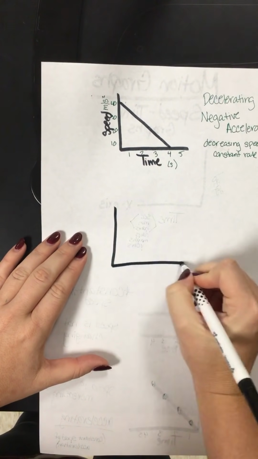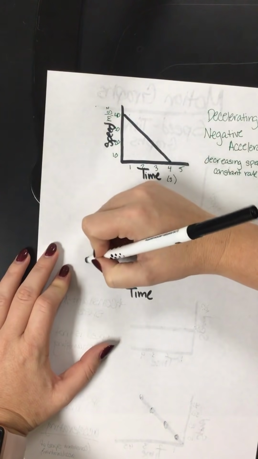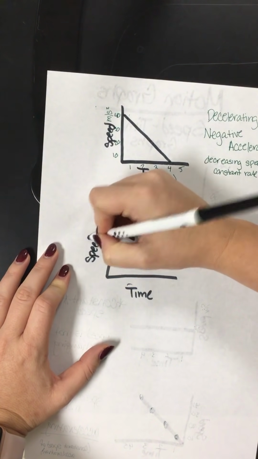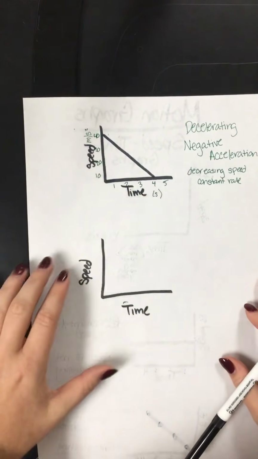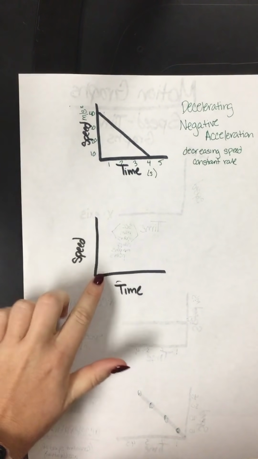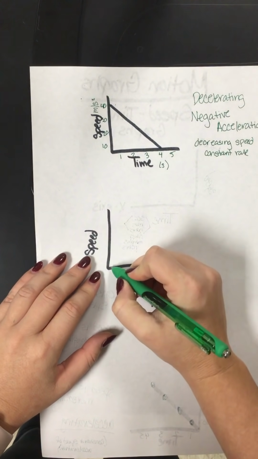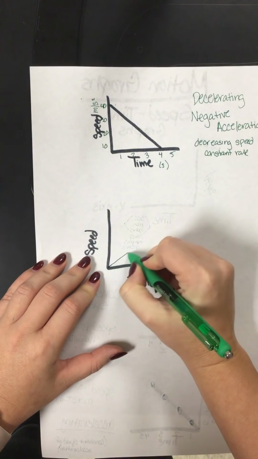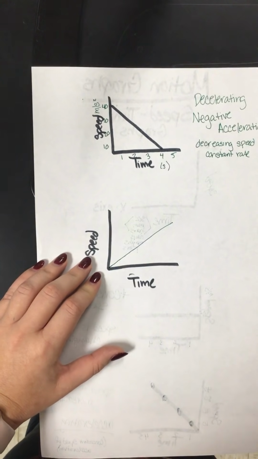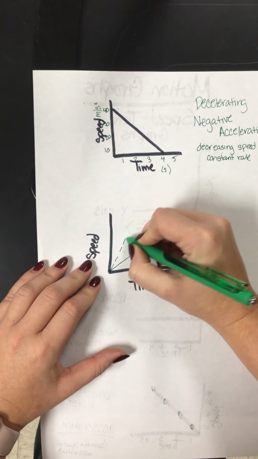So, graph, time, speed. Now, these have all been really simple, just with one line. You're not always going to see that. A lot of times we want to be able to compare the speed of multiple objects. So I'm going to represent the speed of one object with a straight line, and then I'm going to represent the speed of another object with a dotted line.